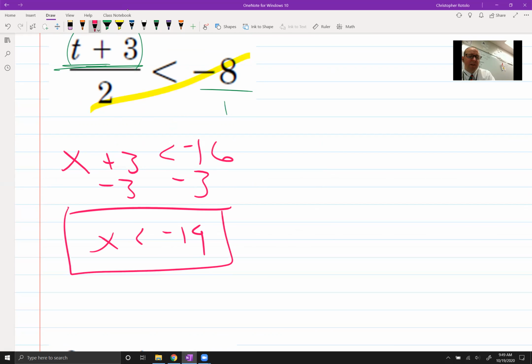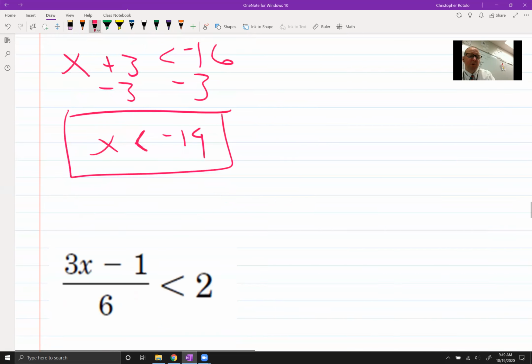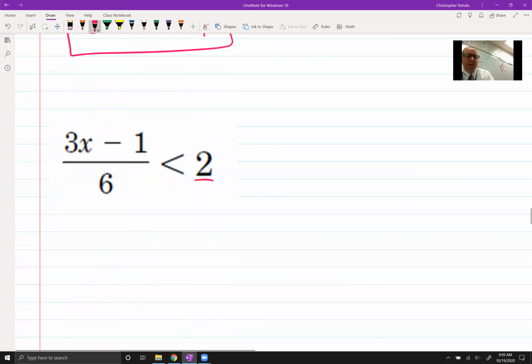So we throw that on the number line, keeping in mind that since it just says less than, we're going to keep that an open circle. We'll show you one more time, and then we'll call it quits for this video.